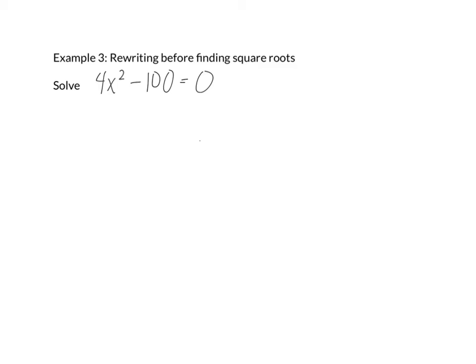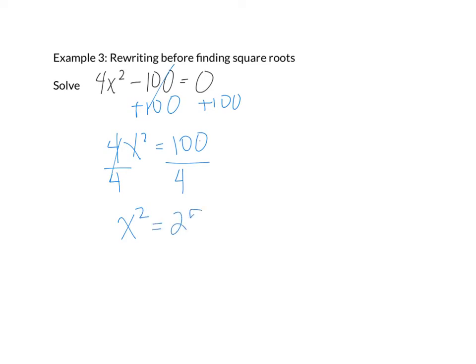We're going to add 100, get rid of this 100. So we have 4x squared is equal to 100. And in order to get rid of this 4, I'm going to divide it out. Divide by 4, divide by 4. x squared is equal to 25.